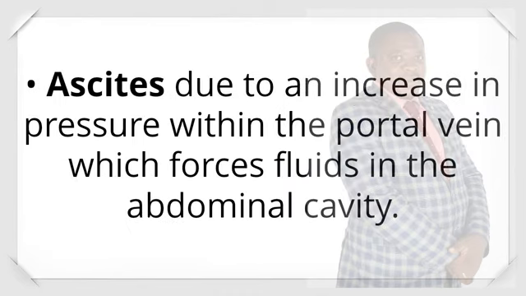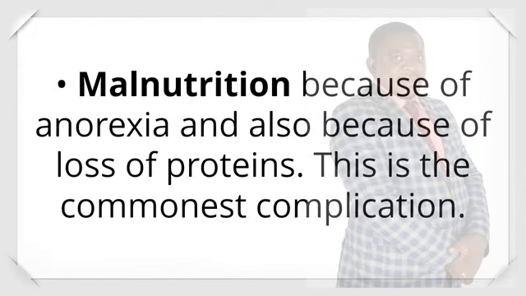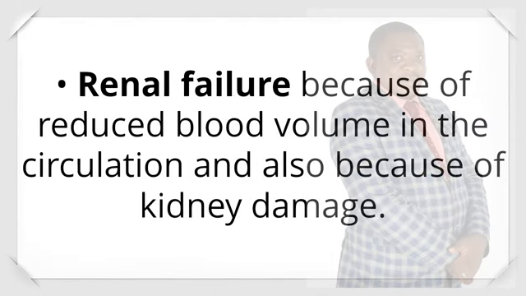Ascites due to an increase in pressure within the portal vein which forces fluids in the abdominal cavity. Congestive cardiac failure because of reduced blood volume in the circulation. Malnutrition because of anorexia and also because of loss of proteins. This is the commonest complication. Renal failure because of reduced blood volume in the circulation and also because of kidney damage.